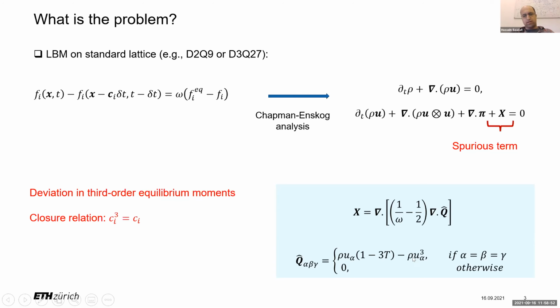Now, if we are in the isothermal incompressible regime, we can set the temperature to be fixed at 1/3. That removes this linear term from the deviation, and we are left only with the cubic term. This cubic term is negligible when the flow velocity is small. But as soon as the flow velocity becomes large or there are temperature dynamics in the system, we have to take care of this deviation in some way.